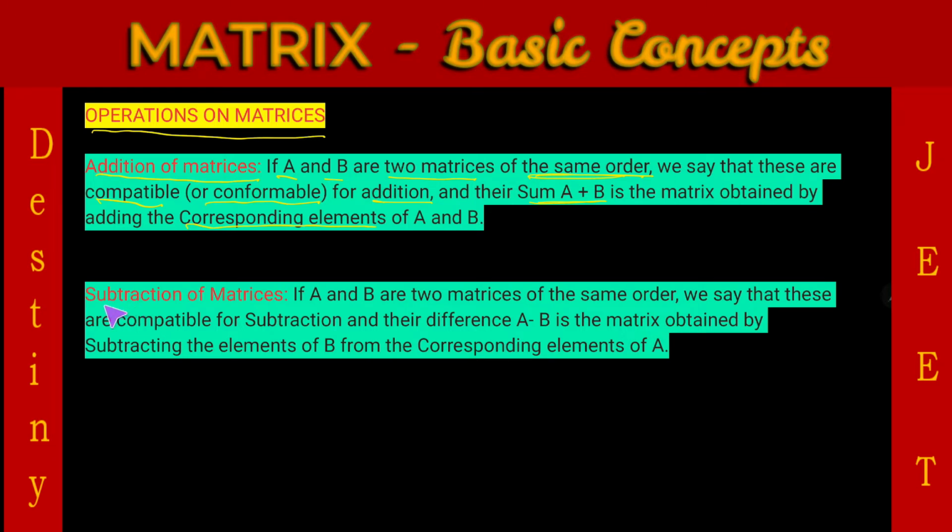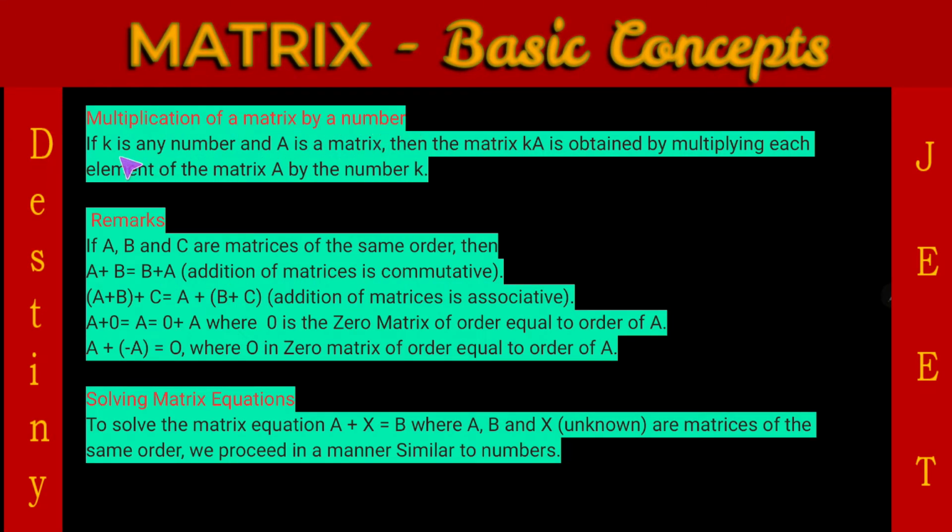Next, subtraction of matrices. If A and B are two matrices of the same order, we say that these are compatible for subtraction, and the difference A minus B is a matrix obtained by subtracting the elements of B from the corresponding elements of A. Multiplication of a matrix by a number. If K is any number and A is a matrix, then the matrix KA is obtained by multiplying each element of matrix A by number K.